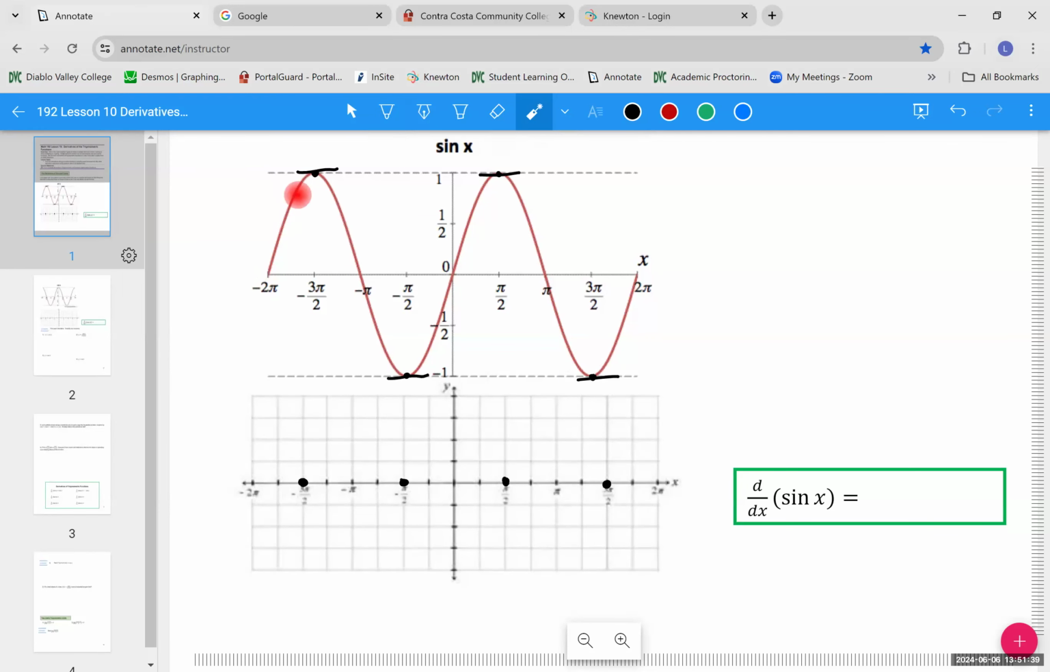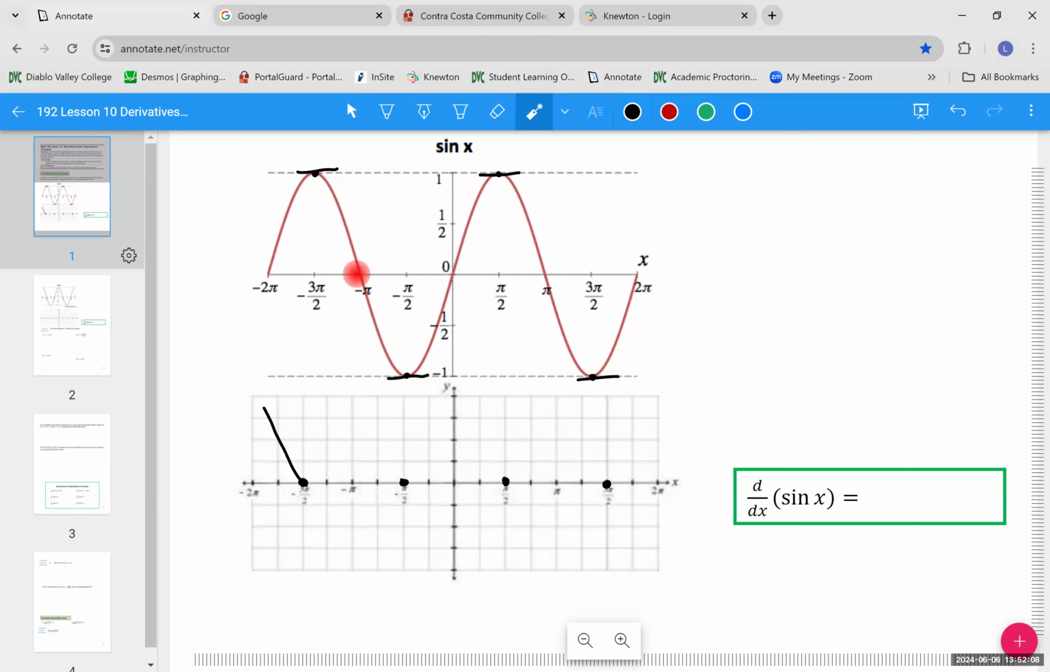On this left side of negative 3 pi over 2, we see that the sine function is increasing. So over here, this would mean that the derivative is positive. And it starts out steep, but then gets less steep and gets closer to 0. So we have something like this. Let's just go ahead and do this piece first. We'll replicate our efforts in just a second.